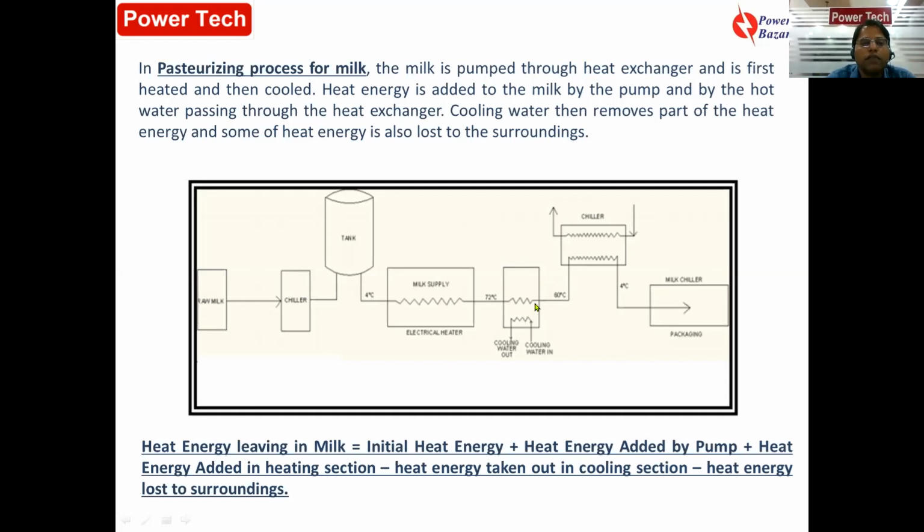Now in this case, if I do energy balancing, I'll see that heat energy leaving the milk is equal to initial heat energy of the milk, plus heat energy added by the pump, plus heat energy added in the heating section, minus heat energy taken out in the cooling section, minus heat energy lost to the surroundings. So this is the energy balancing during the process of pasteurization of milk. So we have to know that heat entering should be equal to heat outgoing.